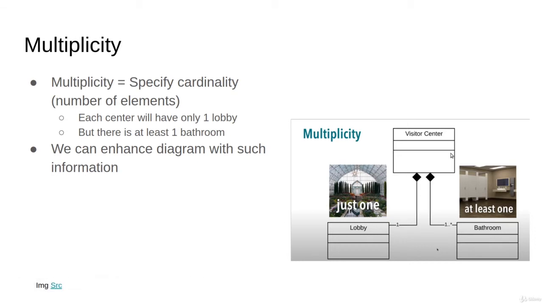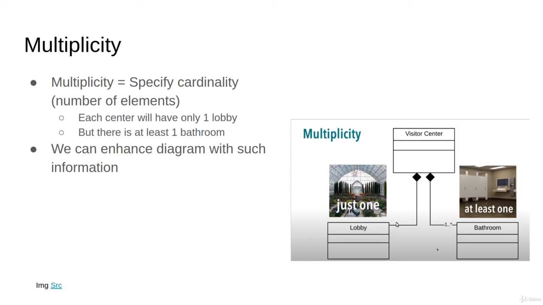But the question here is, how many lobbies exist in the visitor center? How many bathrooms exist in the visitor center? This is the multiplicity. It specifies what we call in databases cardinality. In general, it's just the number of elements. Let's say we are designing based on the requirements, and each center will have only one lobby, but it will have at least one bathroom. Okay, so multiplicity comes to express that as follows.